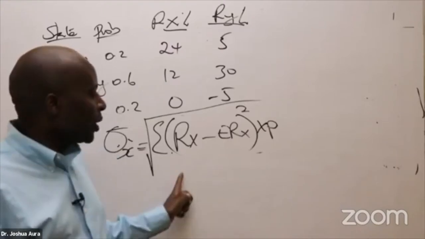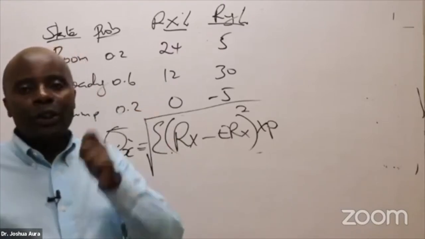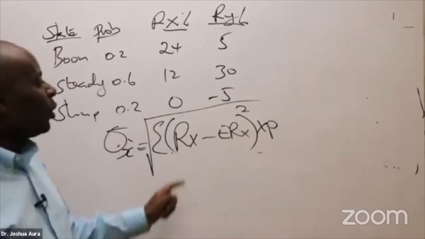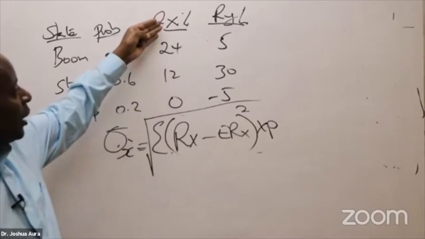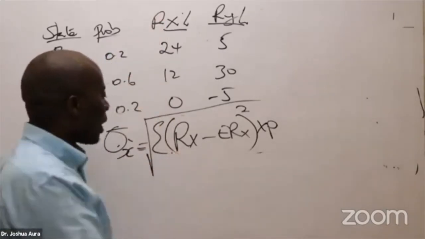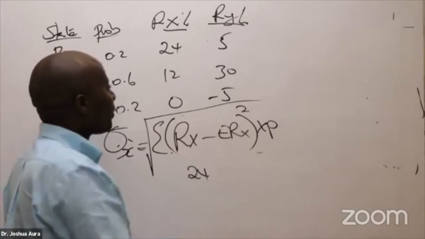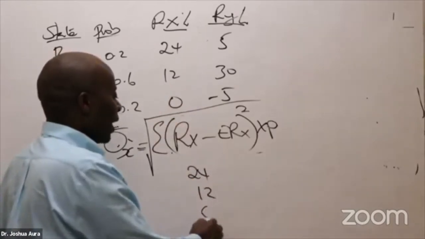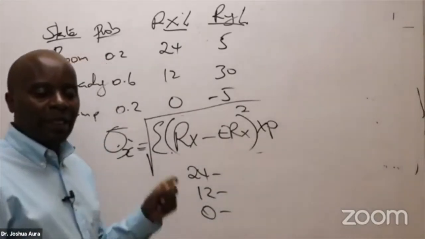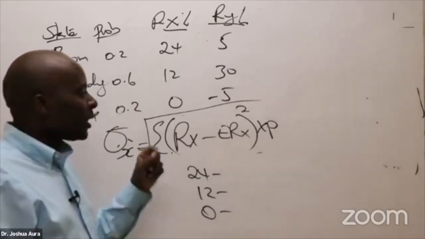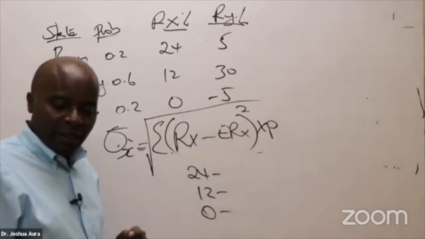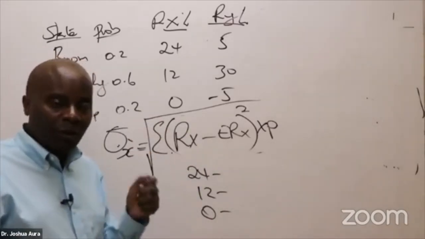So with this at the back of my mind, now I should be able, ladies and gentlemen, to give you the deviation here. What I need to do is to get the deviation of X. I can see these are the actual returns of X. So what do I do? I'll create my table. We have 24, we have 12, and then we have zero. So minus, minus, minus. Expected returns, you guys were able to give me expected returns from up there.